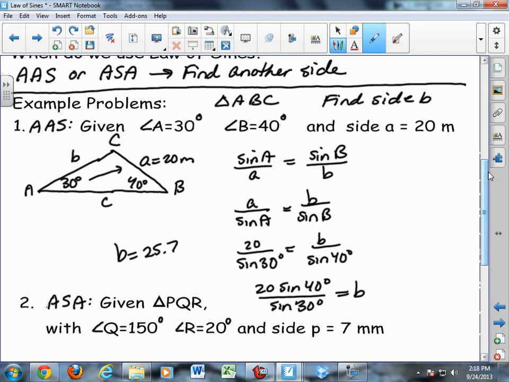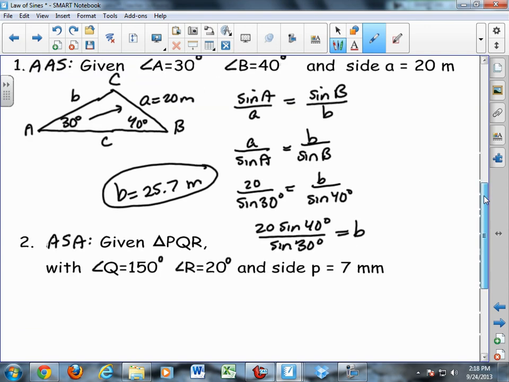Okay, that makes sense, because if the side across from A is 20 meters and B is a bigger angle, then side B should be bigger than side A. So that looks very reasonable. There's my answer. And of course, angle C would be 110 degrees, so side C would be the biggest of all.